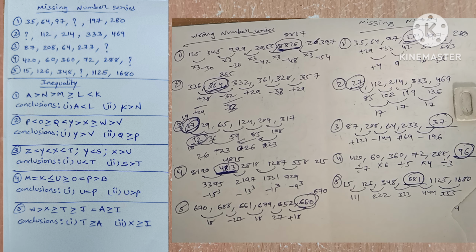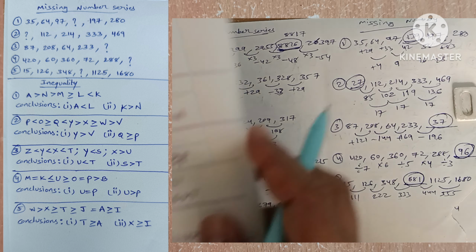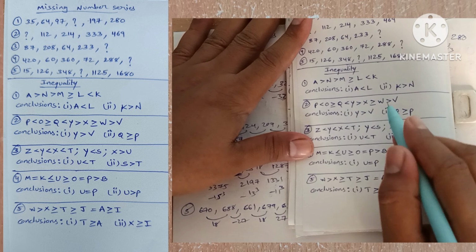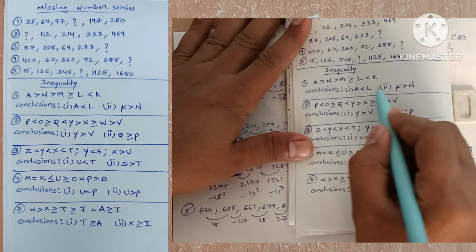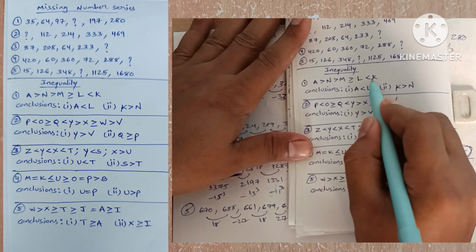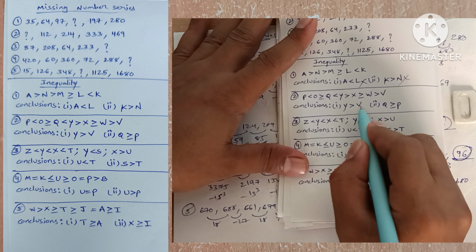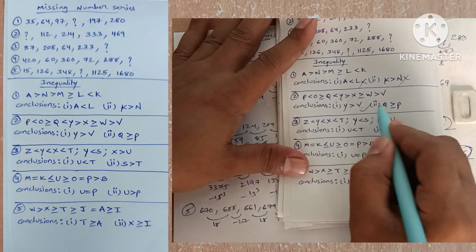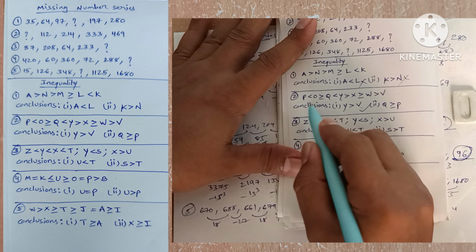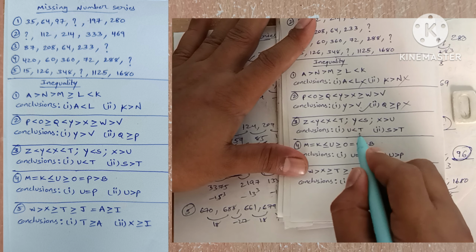Now we are going for inequalities. For inequalities, we don't need any paperwork, so we go through the questions directly. Here are the questions. L to A is not possible. K to N is also not possible. Neither one nor two. Y to V is possible. Q to P is not possible. Only one.